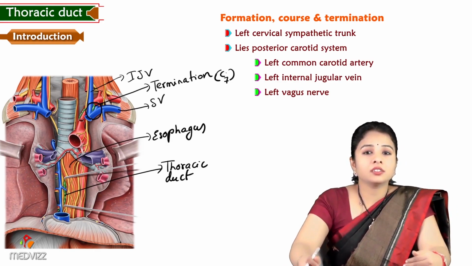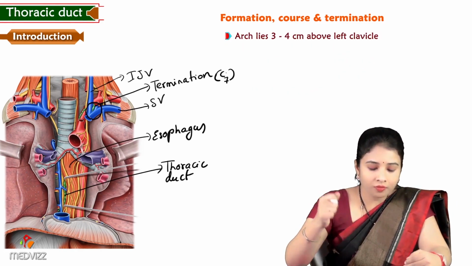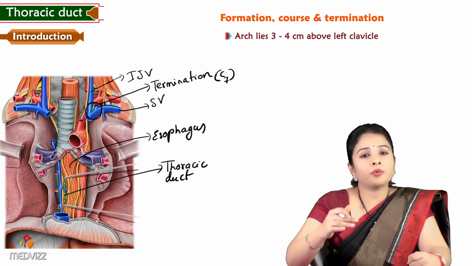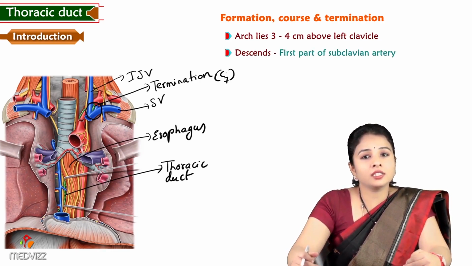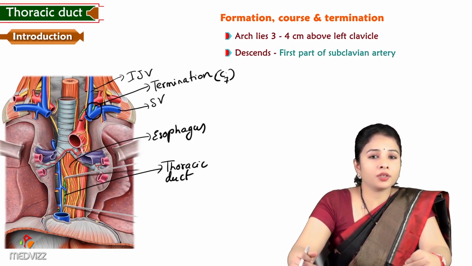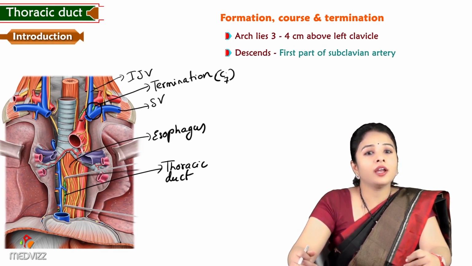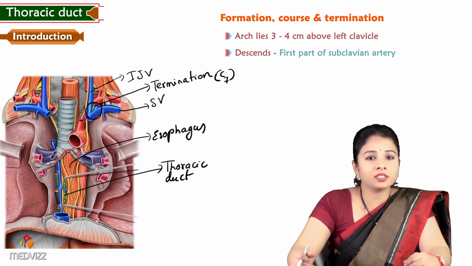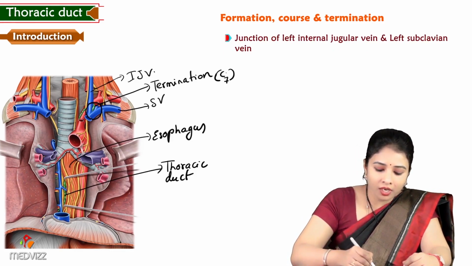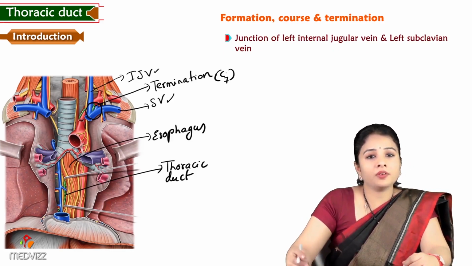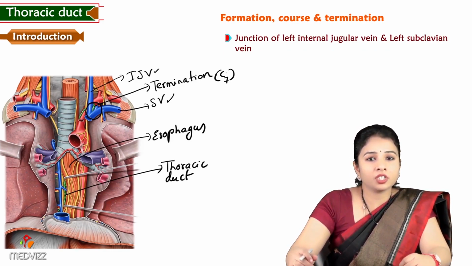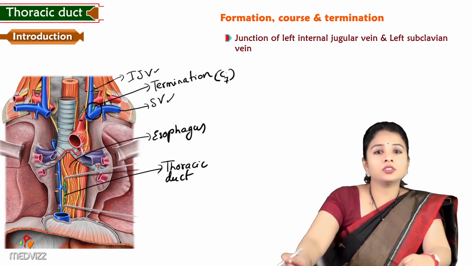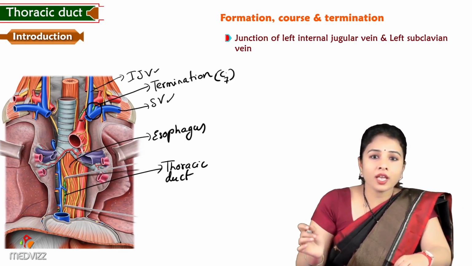Further, the summit of the arch of thoracic duct is approximately around 3 to 4 centimeters above the left clavicle. Finally, the thoracic duct descends in front of the first part of the subclavian artery and it terminates commonly at the junction of internal jugular vein and subclavian vein, that is the left subclavian vein and left internal jugular vein. This angle is called as Pirogov's angle.